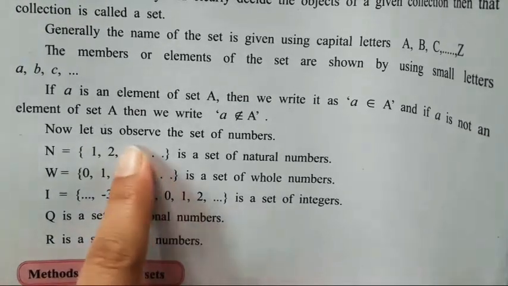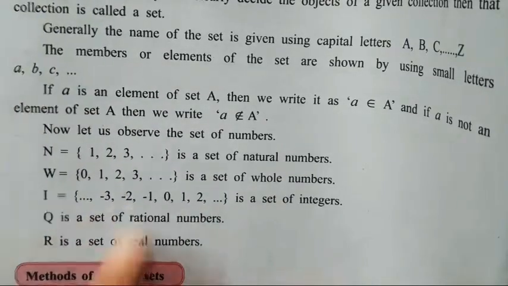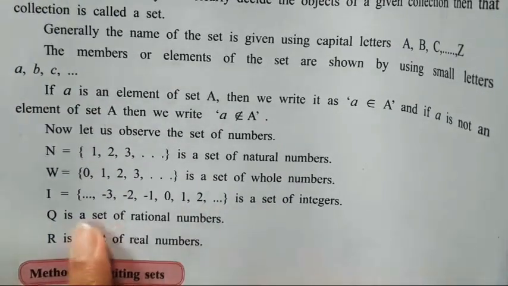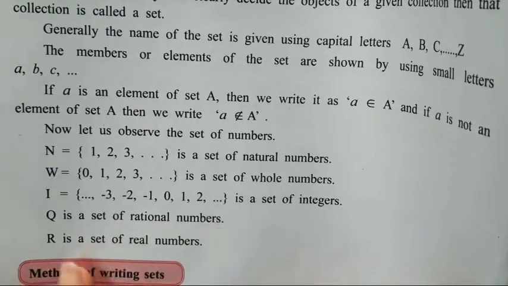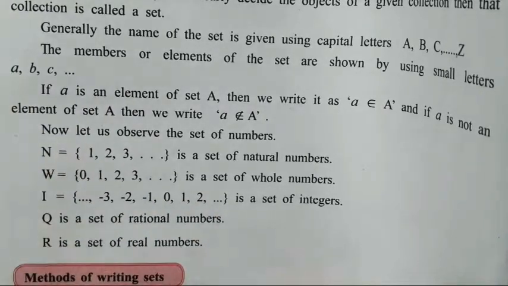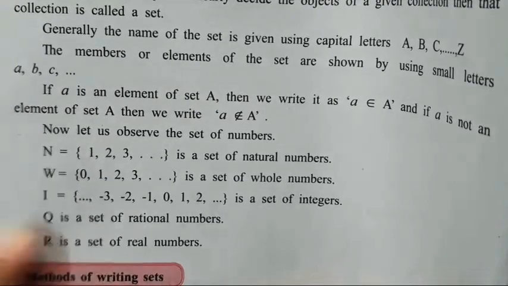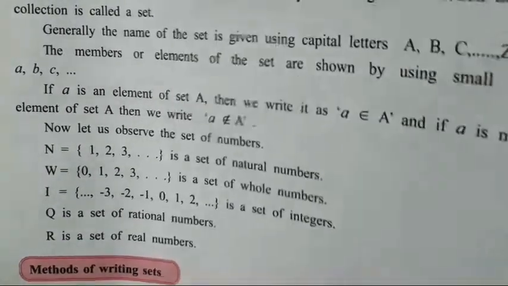The numbers inside the bracket are known as the elements. Q is a set of rational numbers. R is a set of real numbers. So these are the sets of numbers that you all have to write. In the examples also, practice set number 1, I am going to explain all these sections again. This is only the explanation.